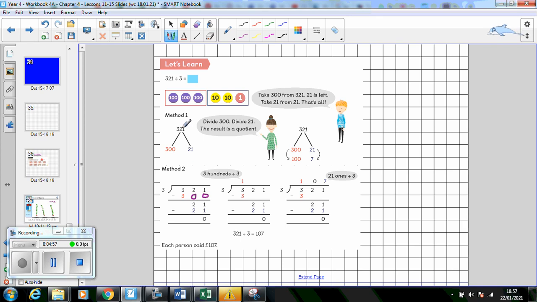So 321 divided by 3 equals 107. And here it is, each stage making the notation along the top. Now if you get stuck with this, you can look back and remind yourself how we write it down. Let's have a look at the guided practice.